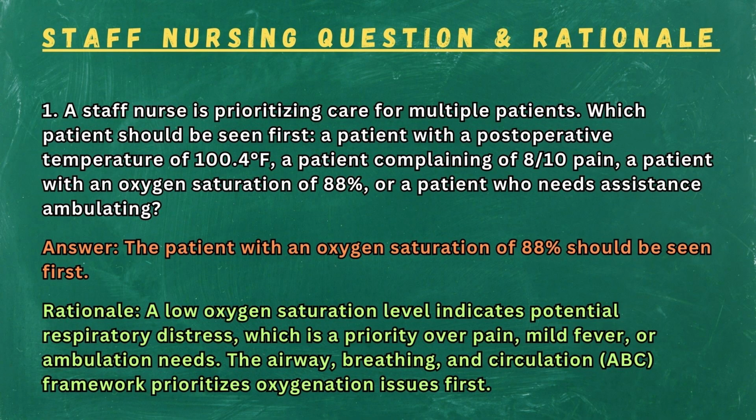Rationale: a low oxygen saturation level indicates potential respiratory distress, which is a priority over pain, mild fever, or ambulation needs. The Airway, Breathing, and Circulation (ABC) framework prioritizes oxygenation issues first.